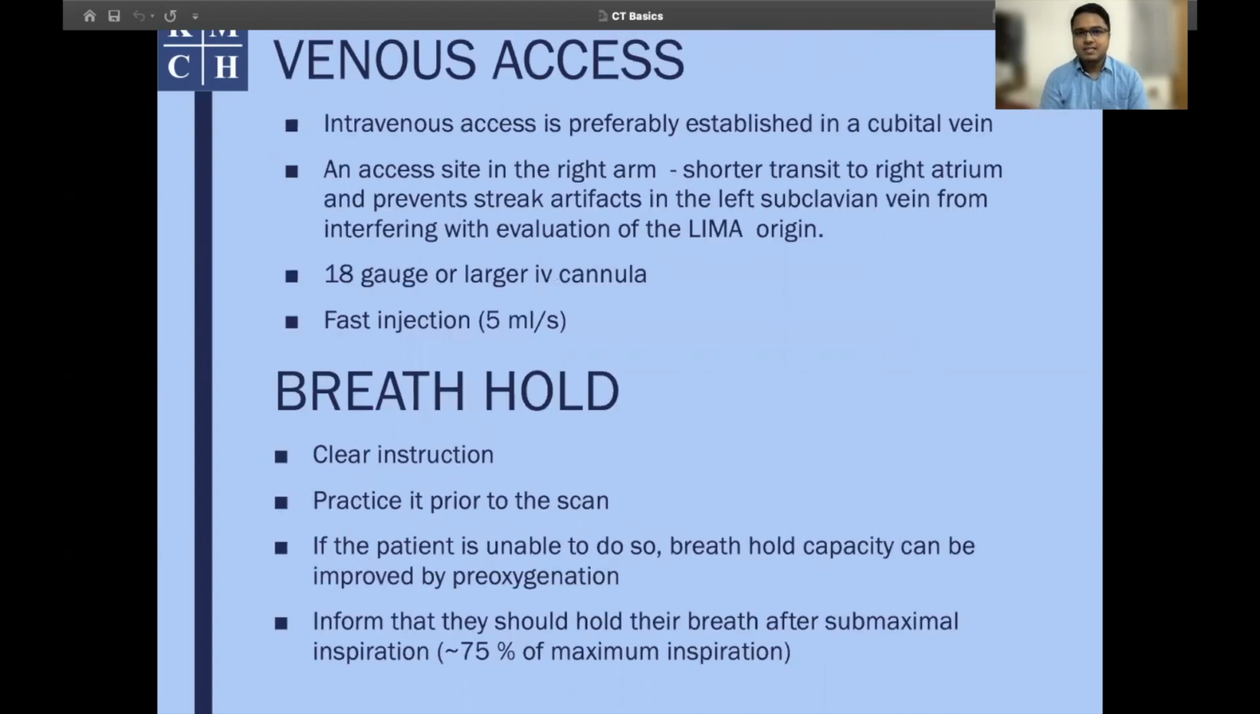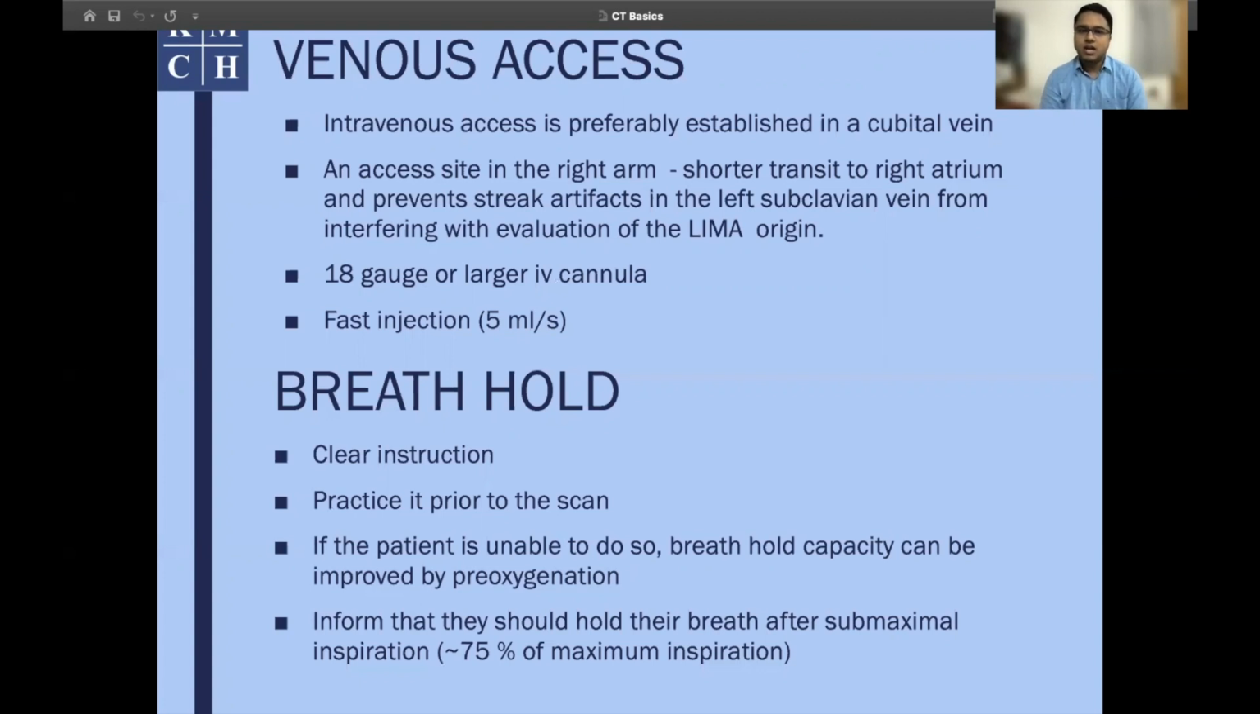Coming to the venous access, an intravenous access is preferably established in the cubital vein. An access site in the right arm is preferred to the left arm. This is because of the shorter transit time of the contrast from the right arm into the right atrium. When we are giving from the left side, it has to cross the midline. Also, it produces some amount of streak artifacts in the left subclavian vein, which may interfere if you are evaluating the LIMA origin in post-CABG patients.